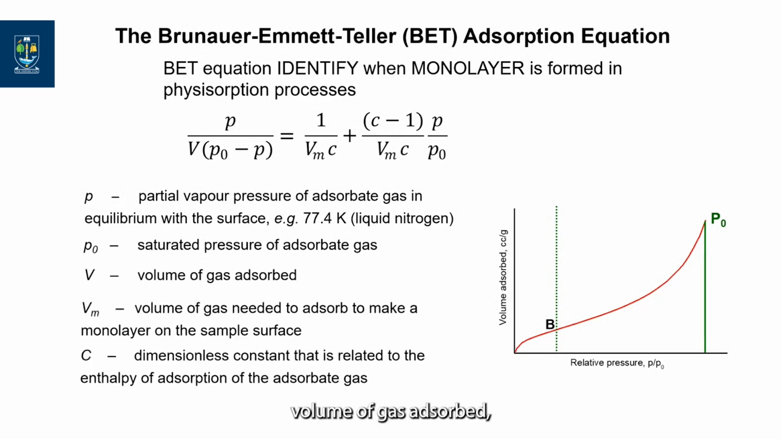This stands for the volume of gas adsorbed, which is often quoted in the volume of gas adsorbed per gram of the solid. You should spot that there is a monolayer capacity parameter Vm in this equation, and we want to solve this equation for the Vm. There's also a C value, which is related to the heat of adsorption.